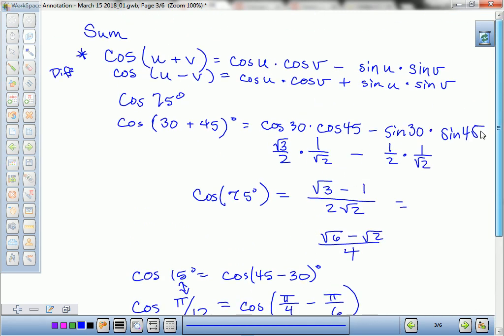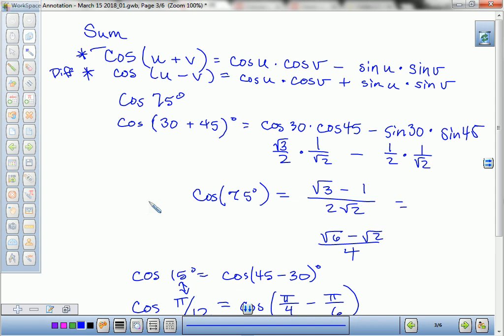Okay, so that's cosine. This is our sum formula for cosine. This is our difference formula for cosine. Now we're going to look at sine. And yeah, we could prove all of these.